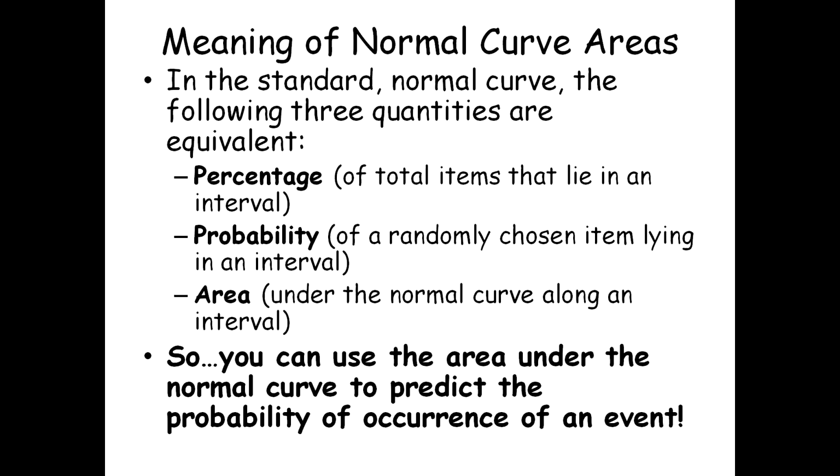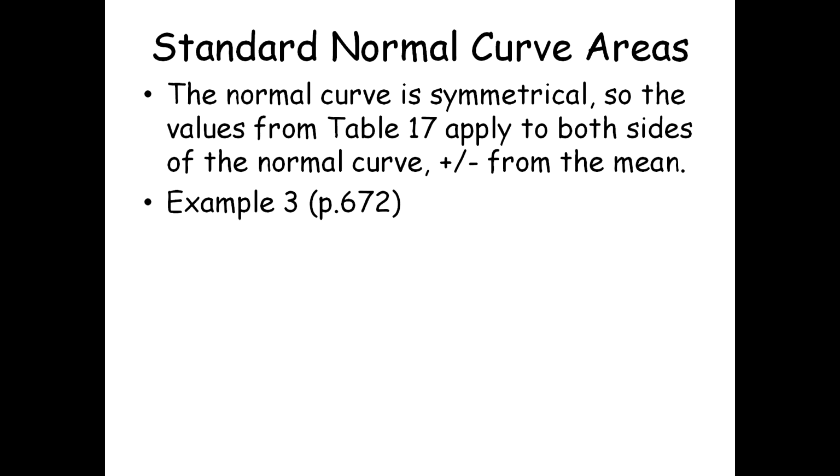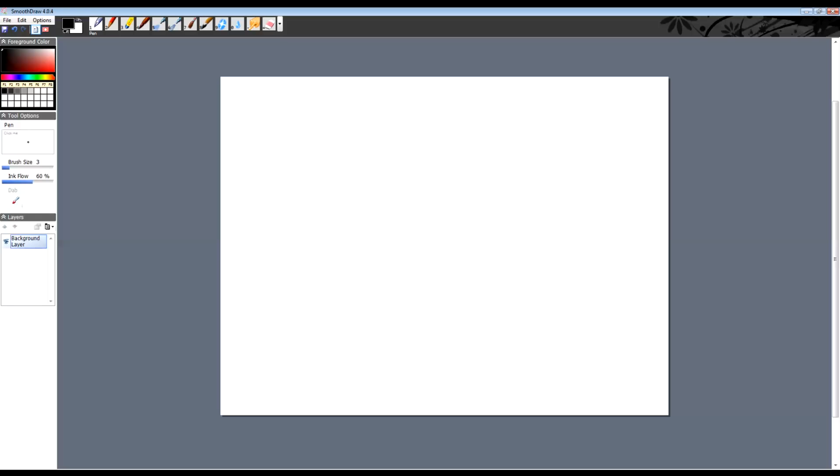So in example 3 on page 672, the time lengths of phone calls placed through a certain company are distributed normally with a mean of 6 minutes and a standard deviation of 2 minutes. If one call is randomly selected from phone company records, what's the probability that it will have lasted more than 10 minutes?